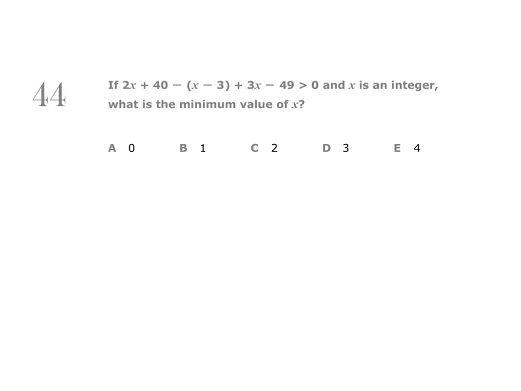44. If 2x plus 40 minus (x minus 3) plus 3x minus 49 is greater than 0 and x is an integer, what is the minimum value of x? Although it isn't impossible for x to be 0, it's more likely that x will have a positive value, and therefore we should begin by considering its value to be 1.